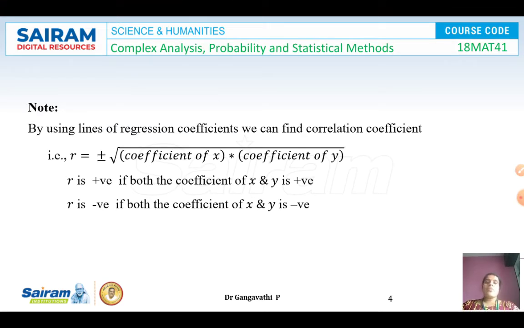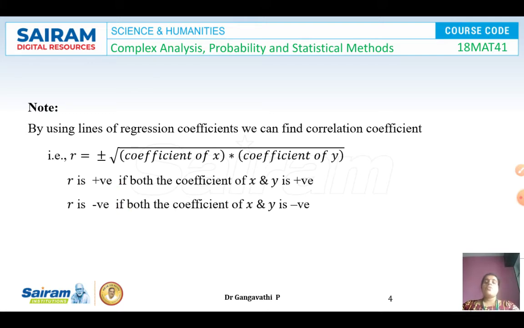There are a few things to remember here that we will take as a note. By using the lines of regression, we can find the coefficients of x and y. We call them regression coefficients. With the help of these coefficients, we can evaluate the coefficient of correlation. The coefficient of correlation r is plus or minus the square root of the coefficient of x in the regression line of y on x times the coefficient of y in the regression line of x on y. So the product of the coefficients under the square root gives you the correlation coefficient r.